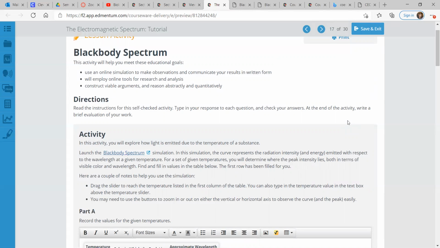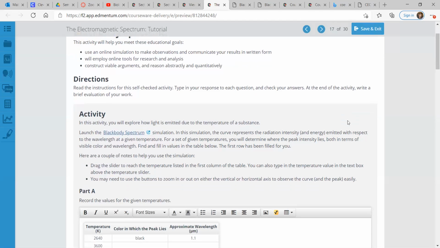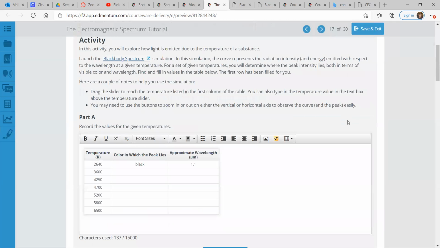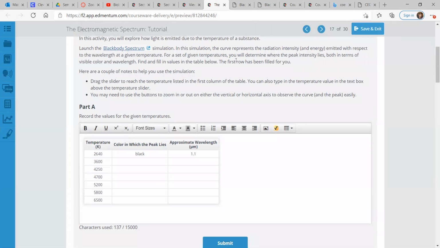Here are a couple notes to help with the simulation. Drag the slider to reach the temperature listed in the first column of the table. You can also type in the temperature value in the text box above the temperature slider. You may need to use the buttons to zoom in or out on either the vertical or horizontal axis to observe the curve and the peak easily.